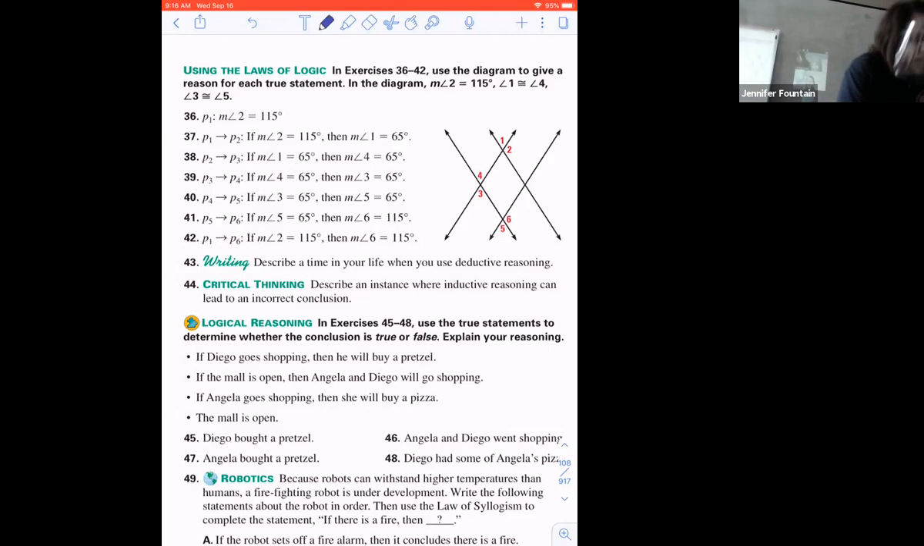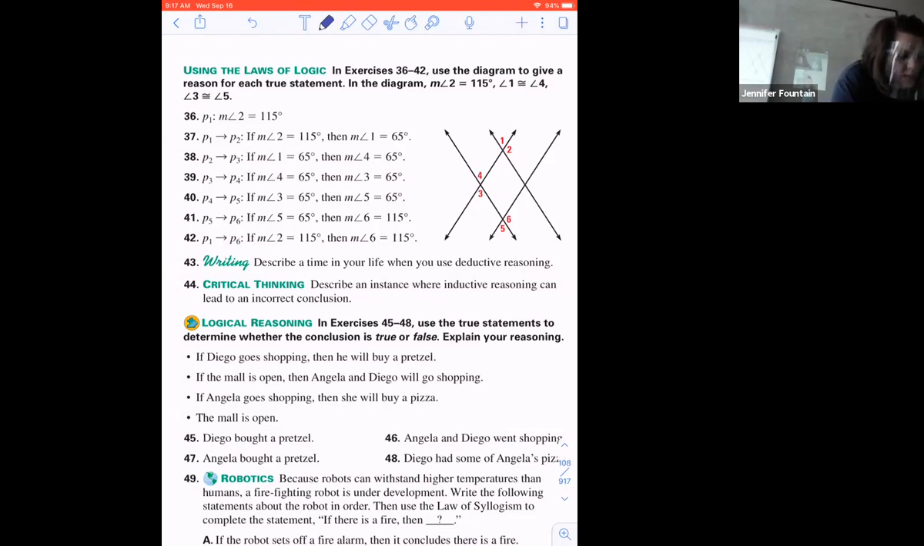All right, let's look at number 38. Okay, we're going from P2 to P3. It says if the measure of angle 1 equals 65 degrees, then the measure of angle 4 is equal to 65 degrees. So how do I know that angle 1 and angle 4 are both going to equal 65 degrees? Because they're congruent. Angles 1 and 4 in the directions tell us that they're congruent, so we know they're going to be equal.